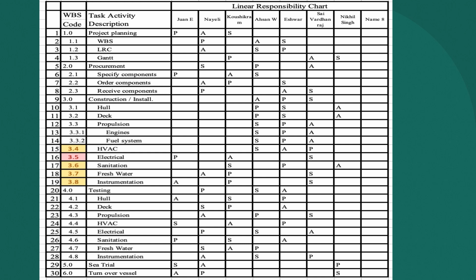HVAC, primary responsibility is Ishwar, secondary is Juan, and approval is given by Kaushik Ram. Electrical, primary is Naili, secondary is Hassan, and approval is given by Sai Vardhan Raj. Sanitization, primary is Juan, secondary is Kaushik Ram, and approval is given by Ishwar. Freshwater, primary is Hassan, secondary is Naili, and approval is given by Kaushik Ram. Instrumentation, Sai Vardhan Raj took the primary responsibility, secondary is Hassan Khan, and approval is given by Naili.